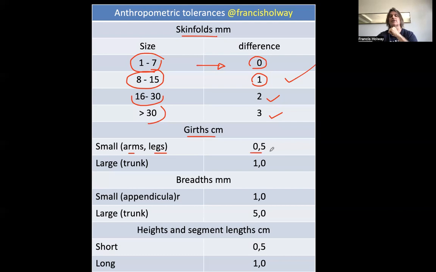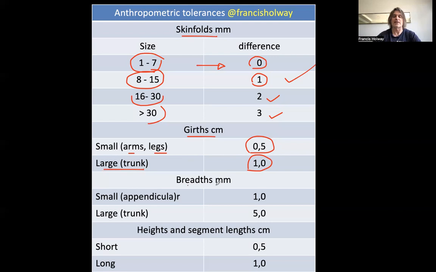Okay, the tolerance is up to half a centimeter, or 5 millimeters. What about the large trunk measures like waist or hips? The difference can be up to 1 centimeter. So if you get 100, then 101 or 99, that's okay.